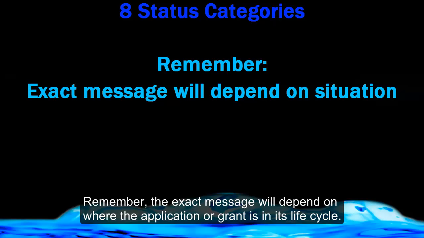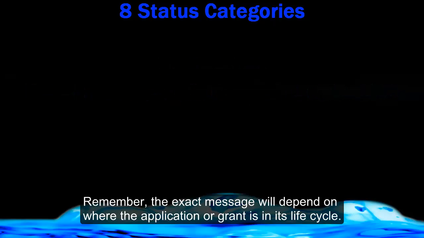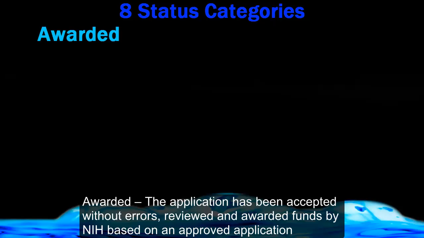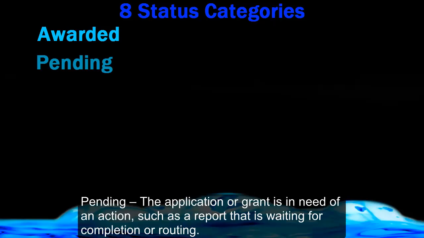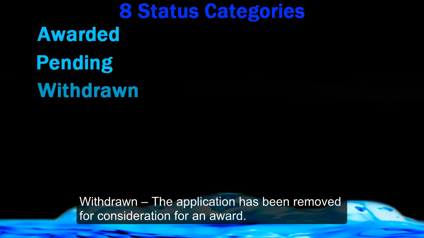Remember, the exact message will depend on where the application or grant is in its life cycle. Awarded. The application has been accepted without errors, reviewed, and awarded funds by NIH based on an approved application and budget or progress report. Pending. The application or grant is in need of action, such as a report is waiting for completion or routing. Withdrawn. The application has been removed for consideration for an award.